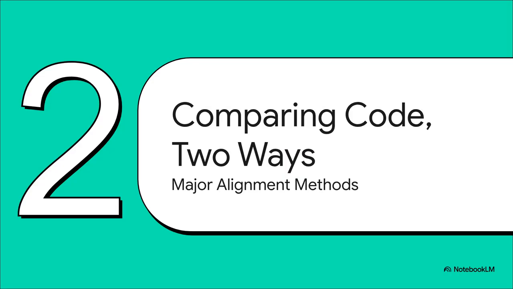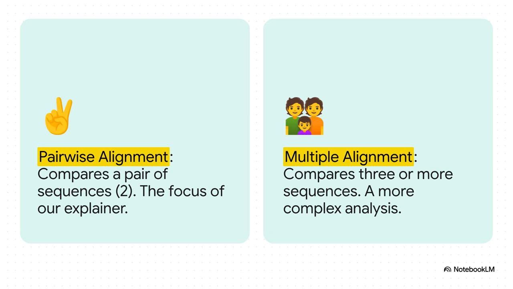Now, as you can probably guess, there isn't just one single way to do this. Scientists have a couple of major methods in their toolkit, and they each have a different job to do. On one hand, you've got pairwise alignment. Pretty simple, right? It just compares two sequences at a time. On the other hand, there's multiple sequence alignment, which is a beast. It tackles 3, 4, even hundreds of sequences at once. Now that's amazing for finding patterns across a whole bunch of species, but it gets complicated fast. So for today, we're going to stick to the fundamentals, the real building block of it all, pairwise alignment.